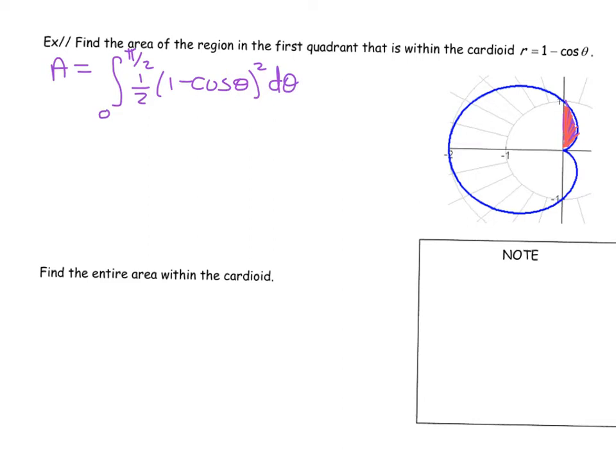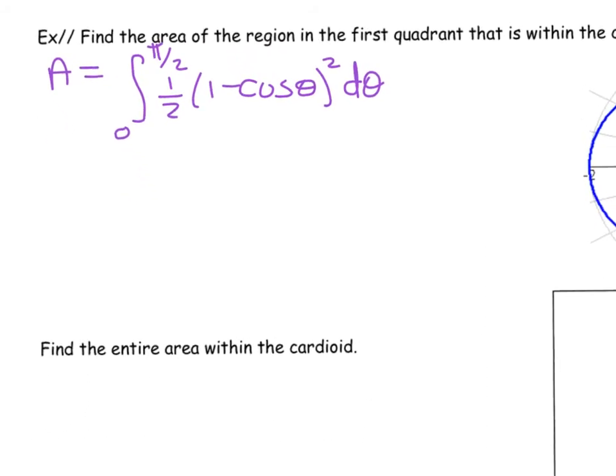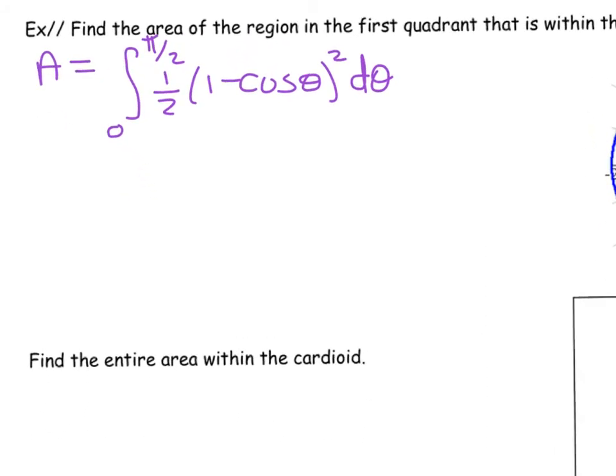Now, we could, of course, just take out our calculator and be done with it. I'm going to do this one out by hand and show you where some identities can be used to make some substitutions. I'm going to zoom in on this because we're going to need a little bit of space. If you expand this out, I'm going to take the 1/2 out, 0 to pi over 2. And I'm going to expand this term here: (1 minus cosine theta) squared becomes 1 minus 2 cosine of theta plus cosine squared of theta, d theta.